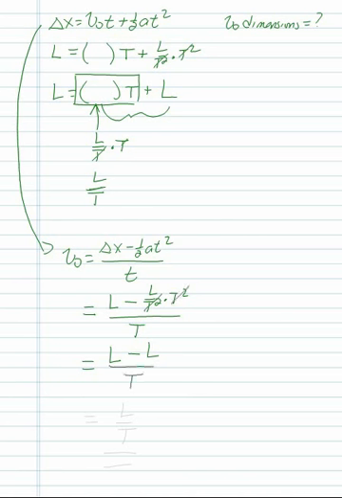Now, L minus L is not 0, just like L plus L was not 2L. If you subtract the dimension of length from the dimension of length, you still have length. So this is L over t. This would be the dimension of v0, and we know from previous examples this is correct.